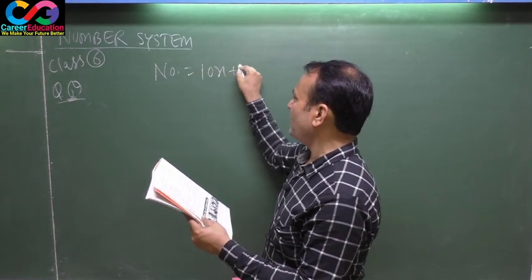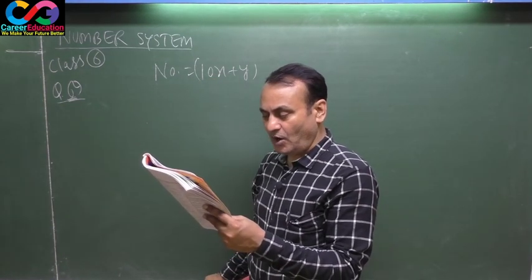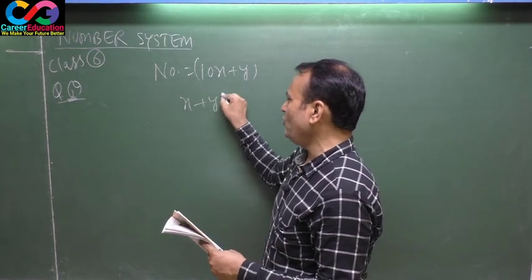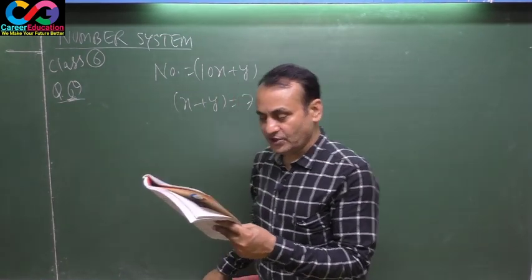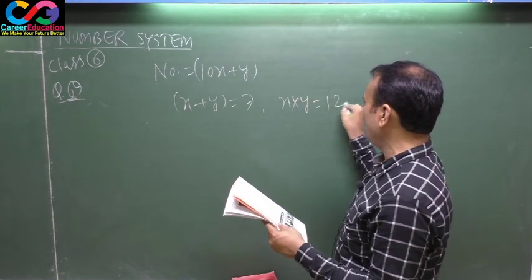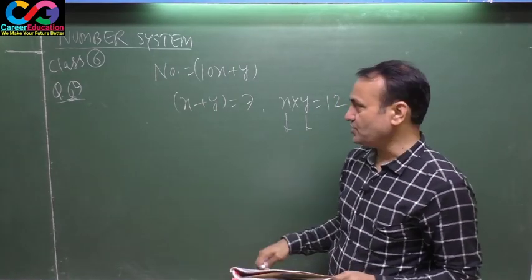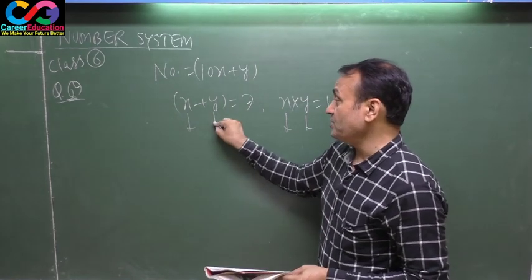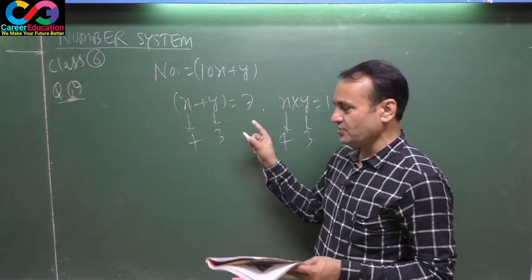Number is 10x plus y. The question says the sum of digits of a two-digit number is 7. That means x plus y equals 7 and the product is 12, that means x into y equals 12. You can have the help of the formula given in the last question, the same formula can be used, but here guessing will always be better. This must be 4 and 3: 4 into 3 is 12, 4 plus 3 equals 7.